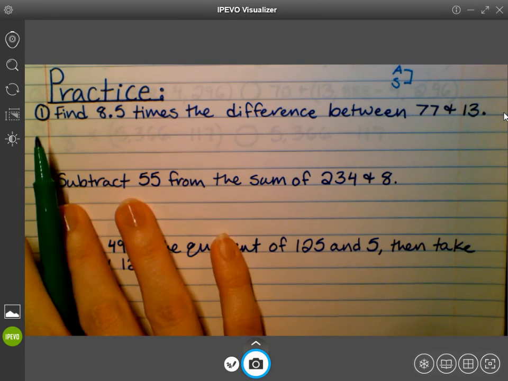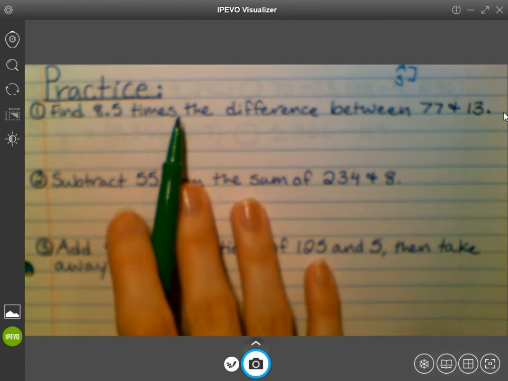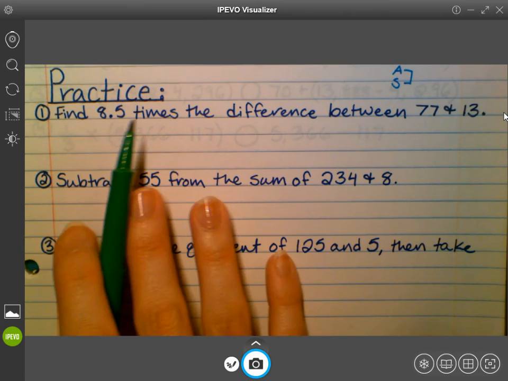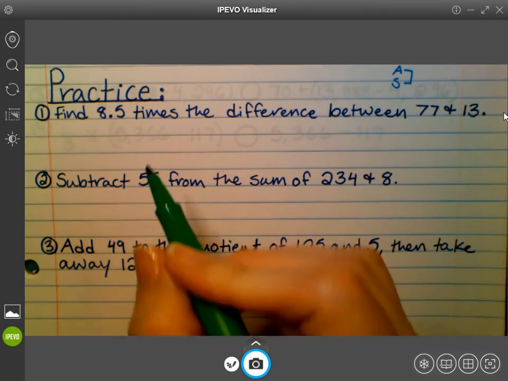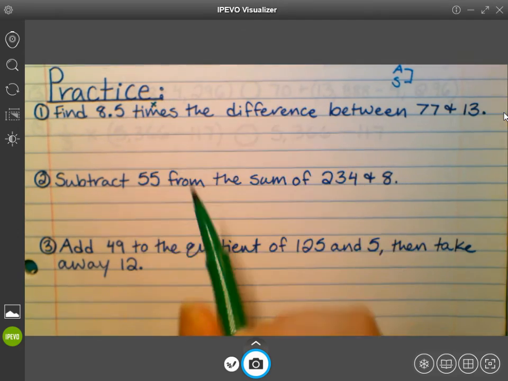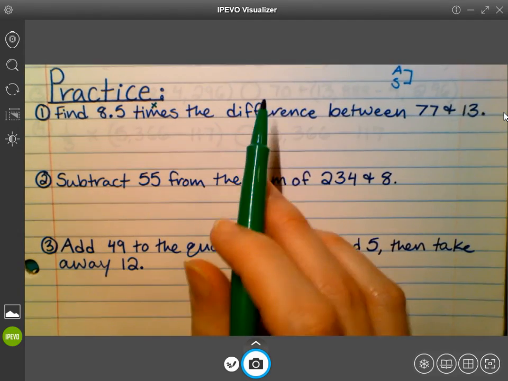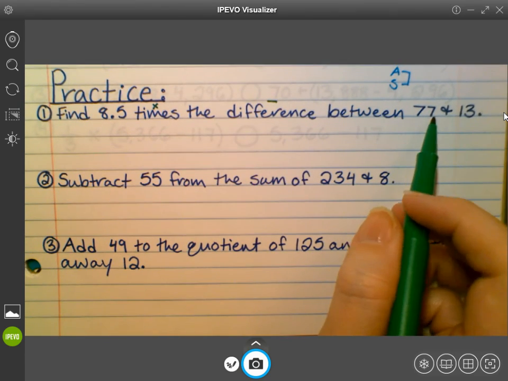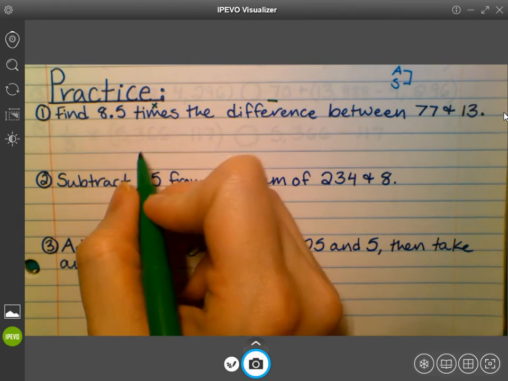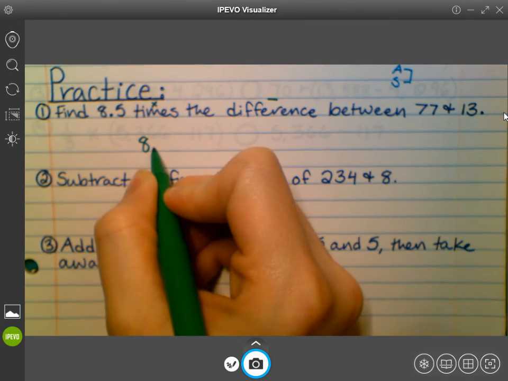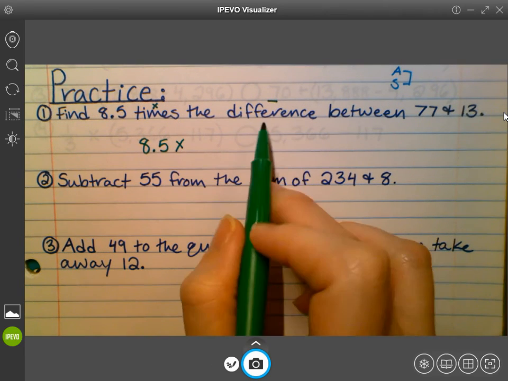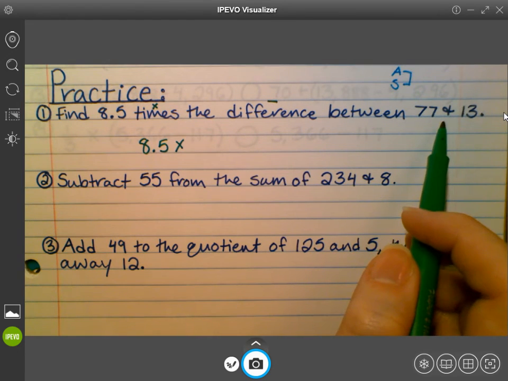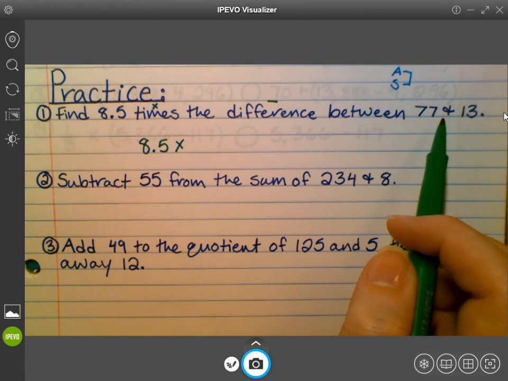Okay, so when I look at number one, I'm going to do what I did up above. I'm going to put my operation symbols next to the words and circle or underline any other important words. So I find 8.5 times. So times tells me I am multiplying. The difference, if I look back in my chart, I can see difference means subtraction between 77 and 13. So I'm taking 8.5 times, and it says the difference between 77 and 13. So that tells me my subtraction symbol needs to go between 77 and 13.